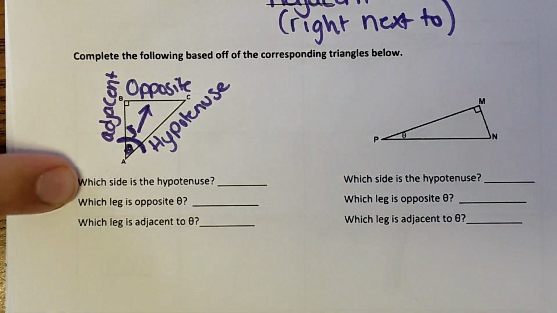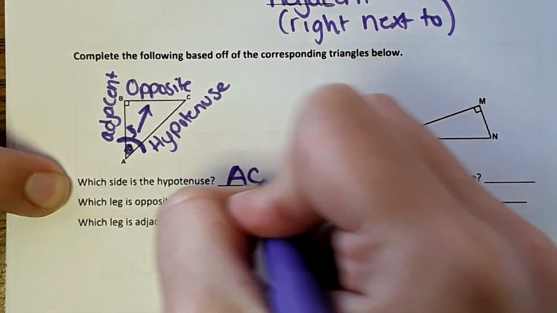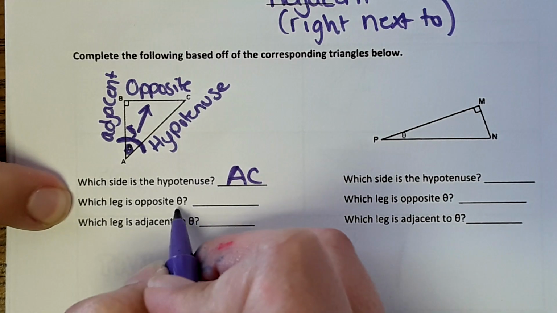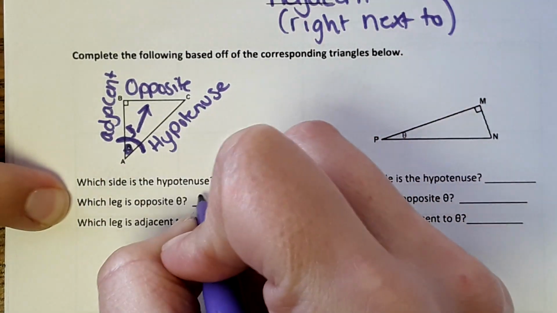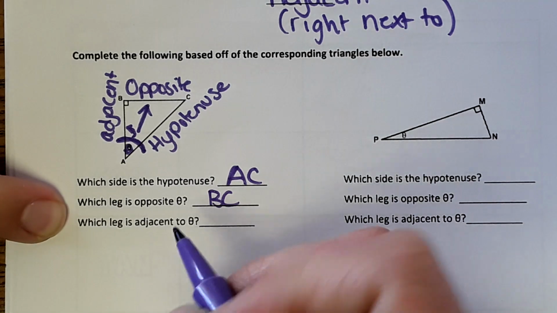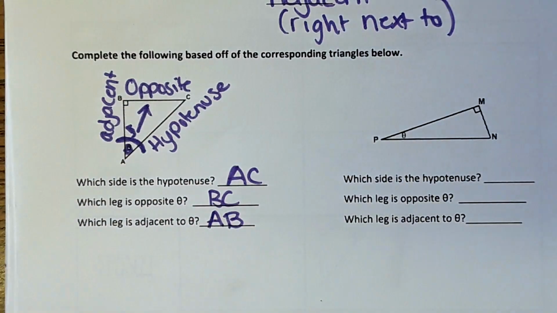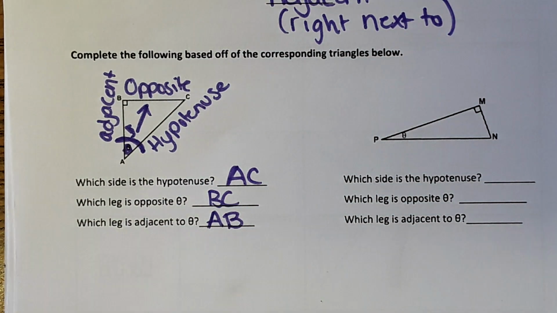Okay, so here the questions ask which side is the hypotenuse. That would be segment AC. Which leg is opposite theta? It would be segment BC. And which leg is adjacent to theta? That would be AB. Okay, now try the next one on your own and see if you can get the answers correct.